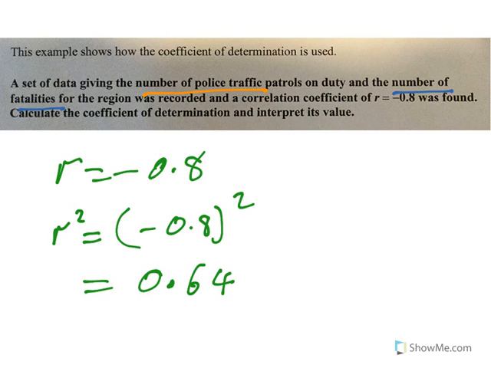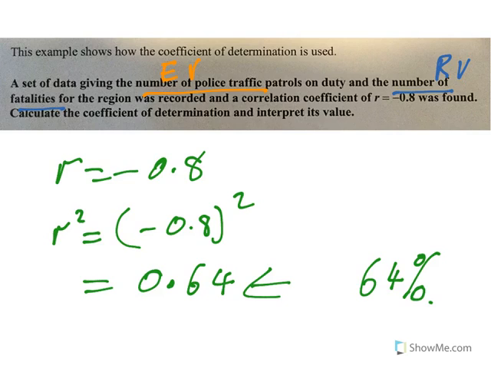So a certain percentage of the variation in, now of course which one is the EV and the RV? The thing that we change is the number of traffic patrols, and the RV, response variable, is the number of fatalities. Alright, so then where I was about to go is that this number 0.64, we think of as a percentage, 64%, so 64% of the variation can be explained.